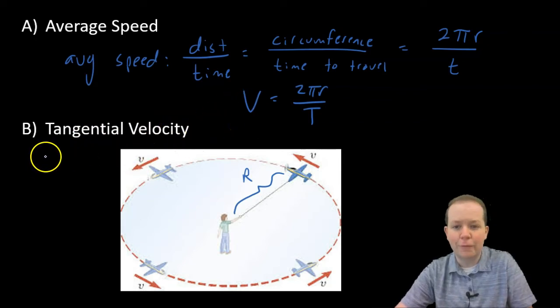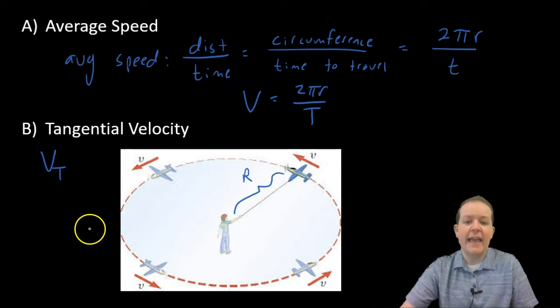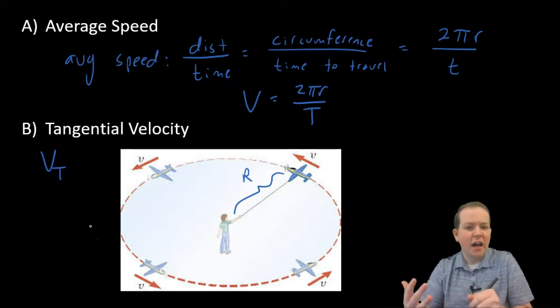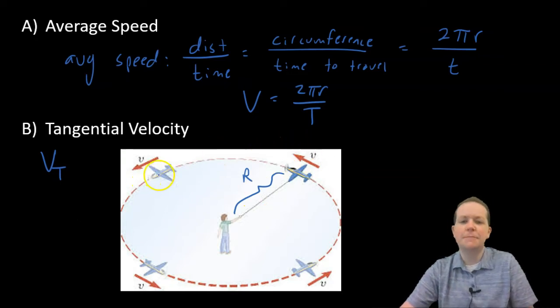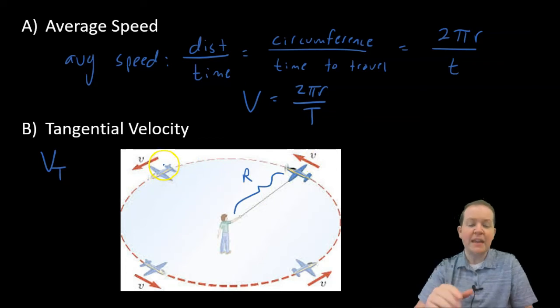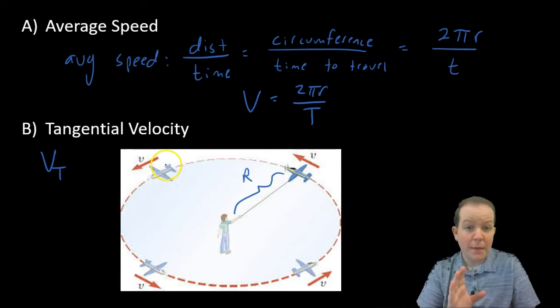It's tangential velocity, written like this, v with a little t, t for tangent. And tangent means, well, it's a line that's just touching a circle in one location. And the velocity of this plane, taking direction into account, is tangential. What do I mean by that?